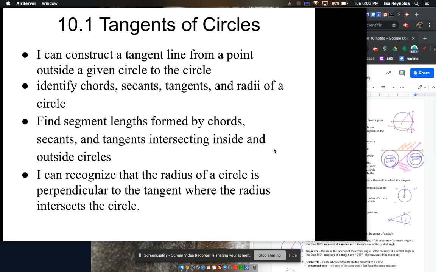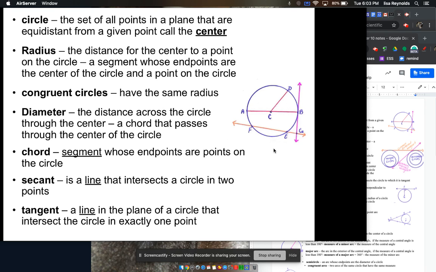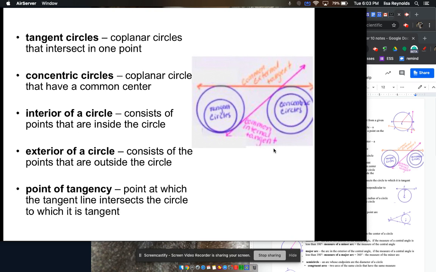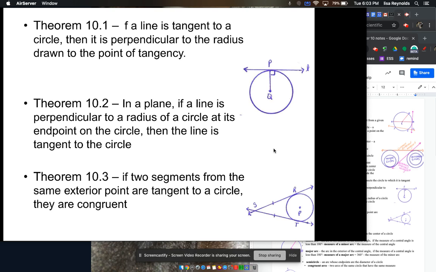So, tangents of circles. If you go to the notes in the video, you're going to have our vocabulary for our different types of segments, points, and lines. We also have different types of circles, concentric and tangent circles. We have a couple of theorems. Two of them deal with tangents and perpendicular, and the other one deals with tangent segments.